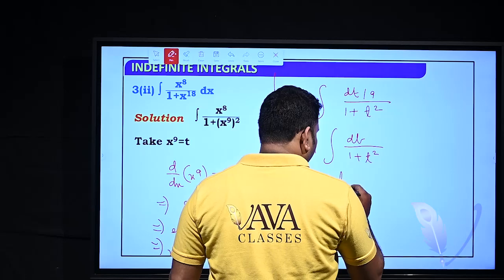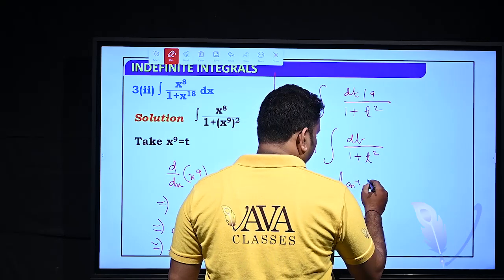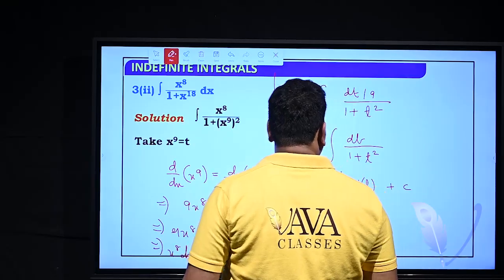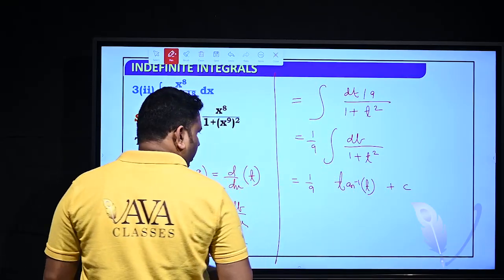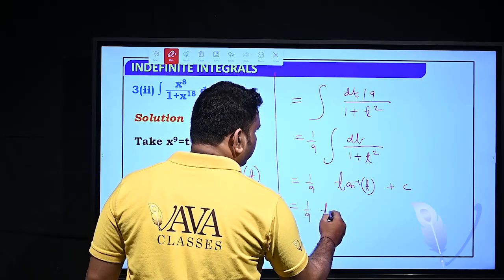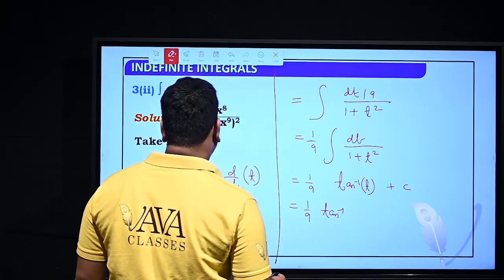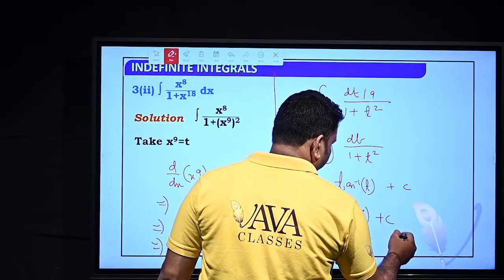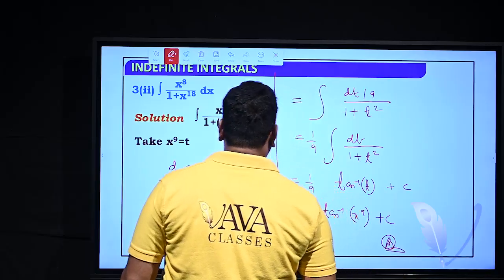So 1 by 9 tan inverse t plus c. Okay, so this is 1 by 9 tan inverse x to the power 9 plus c. So this is the answer.